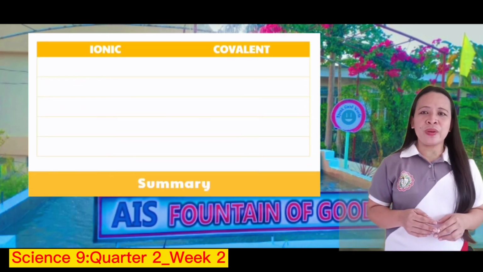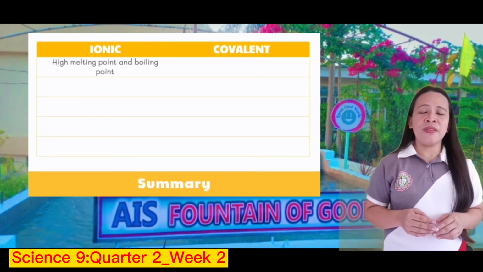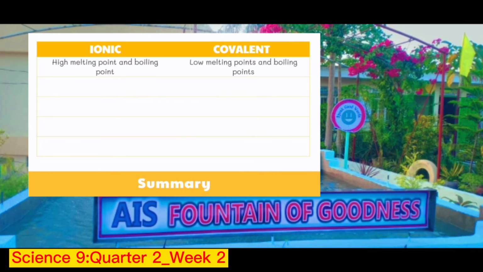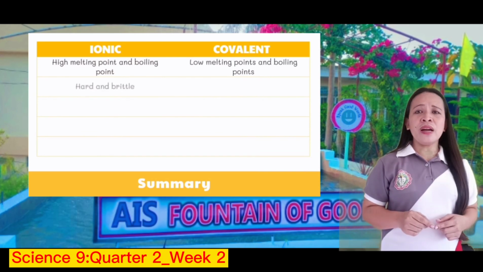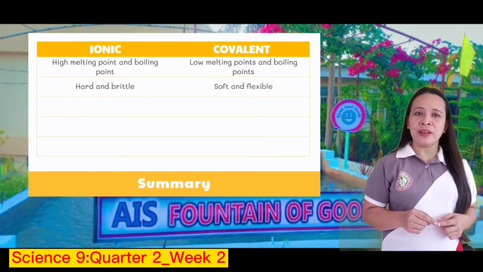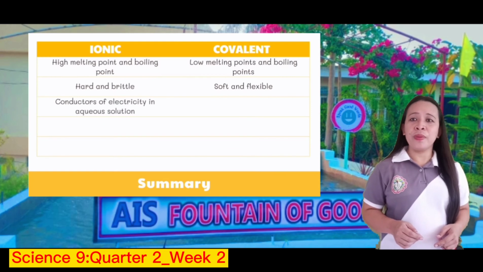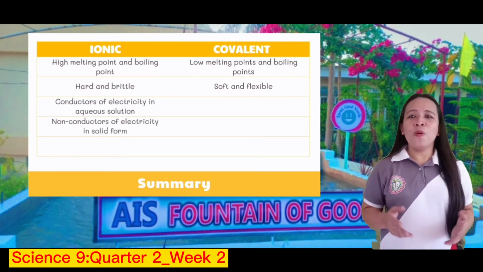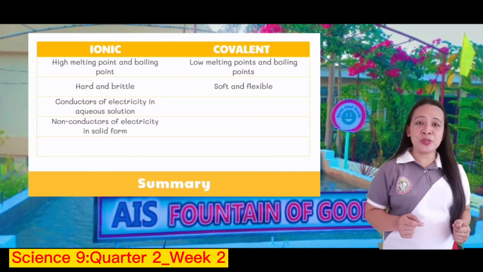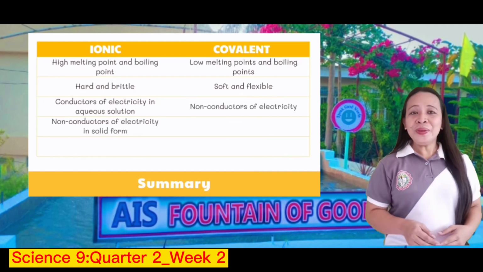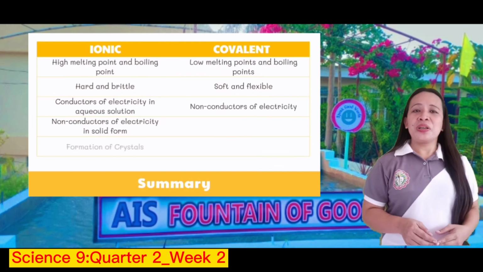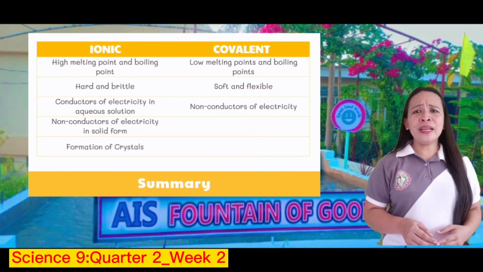To summarize what we have learned, ionic compounds have high melting and boiling points, while covalent compounds are the opposite. Ionic compounds are hard and brittle, while covalent compounds are soft and flexible. Ionic compounds conduct electricity in aqueous form but not in solid form, while covalent compounds do not conduct electricity at all. Ionic compounds form crystals. Covalent compounds are flammable and can be classified as polar and non-polar.